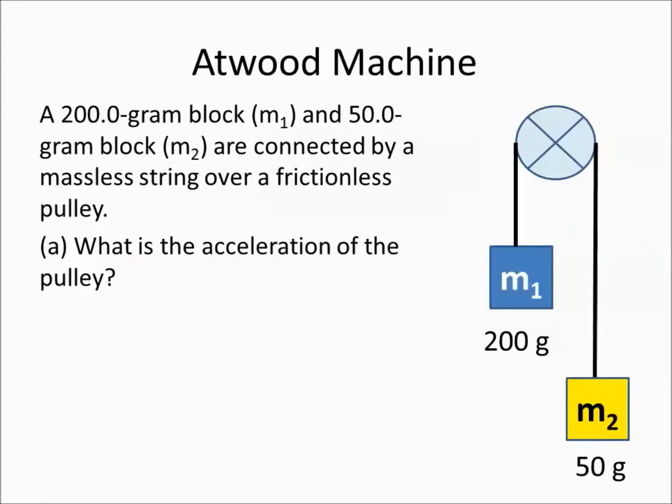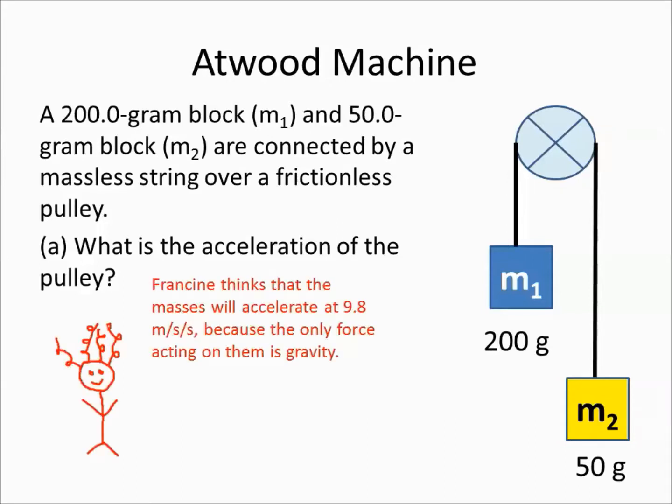Let's imagine there is a 200-gram block, mass 1, hanging from a pulley, and a 50-gram block, called mass 2, also hanging from the same string over the pulley. So what is the acceleration of the pulley? What's the acceleration of the blocks that are pulling on the string?